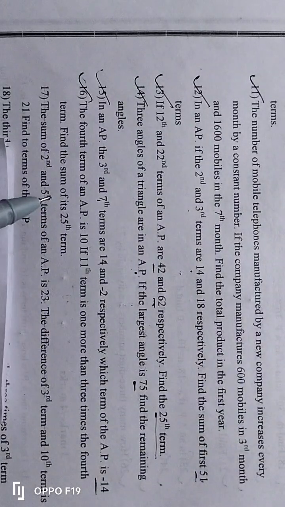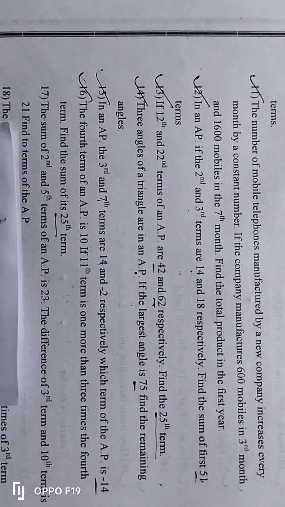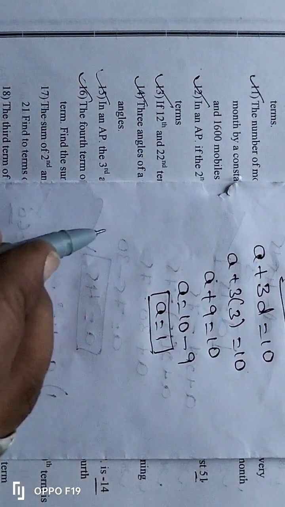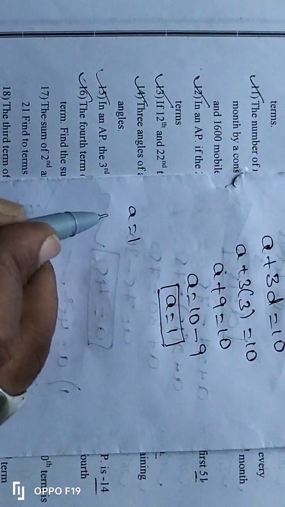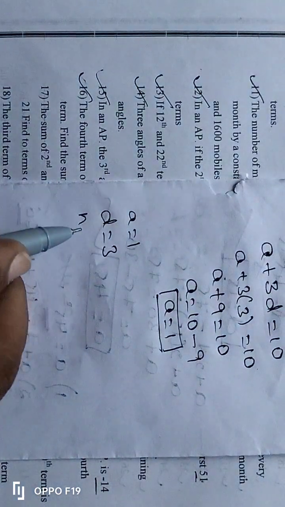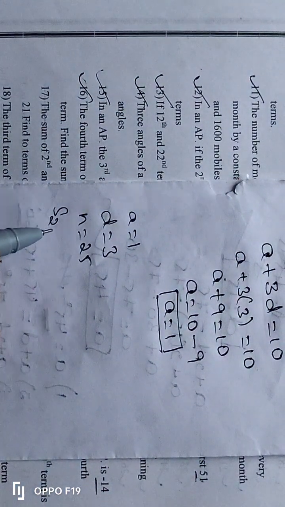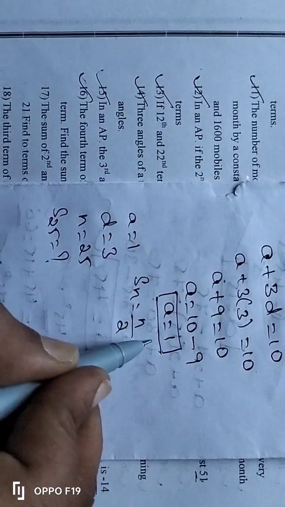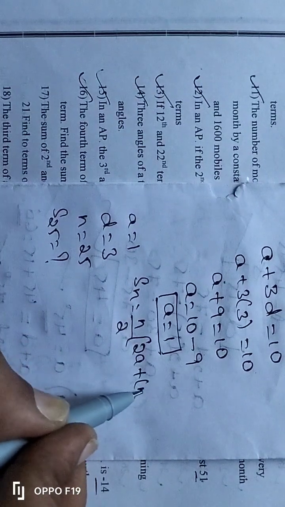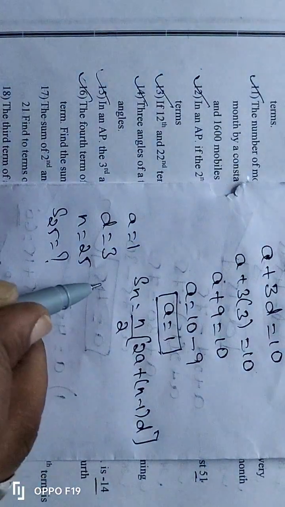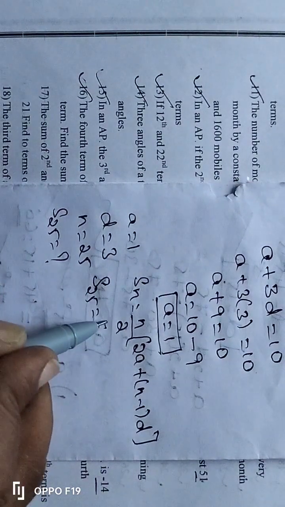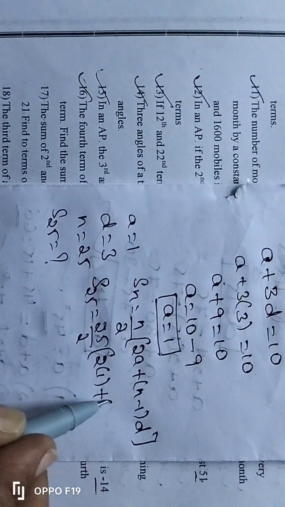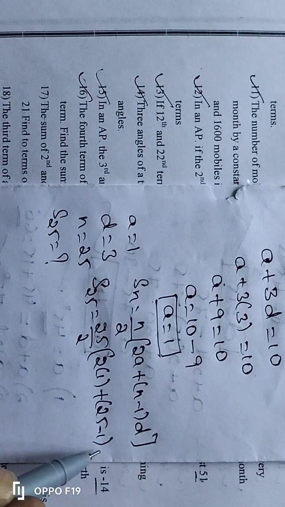Now what he has asked us to calculate is the sum of the first 25 terms. That means we have to find S25. So to find S25, let us make a list. A is equal to 1, d is equal to 3, n is equal to 25, S25 is equal to question mark. So what is the formula? Sn is equal to n by 2 into 2a plus n minus 1 into d. Yes, n means 25. S25 is equal to 25 by 2 into 2a, a means 1, plus 25 minus 1 into d.